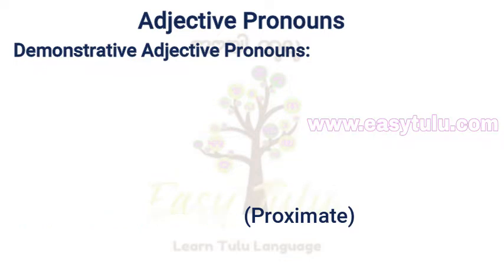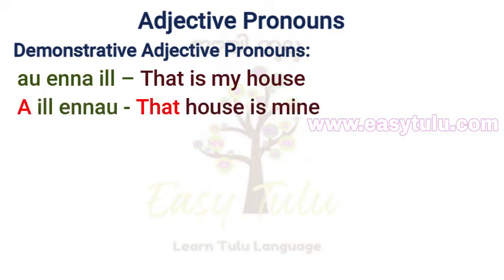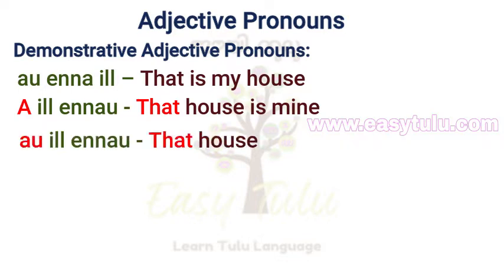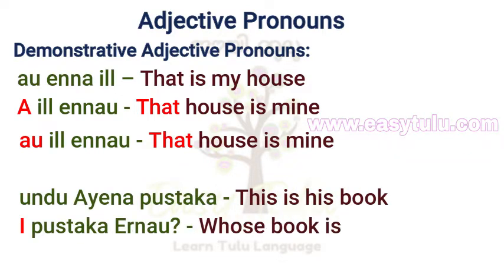For example, Au enna illu, that is my house. Here, Au is demonstrative pronoun. A illu enna, that house is mine. Here, Au changes to A as a demonstrative adjective pronoun. We can also say Au illu enna. Undu ayana pustaka, this is his book. Ee pustaka enna. Whose book is this?